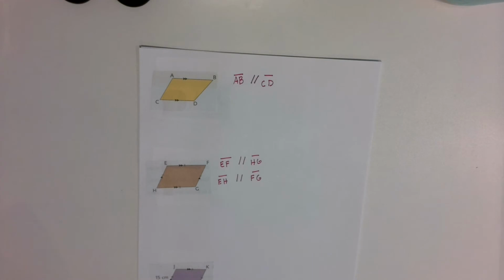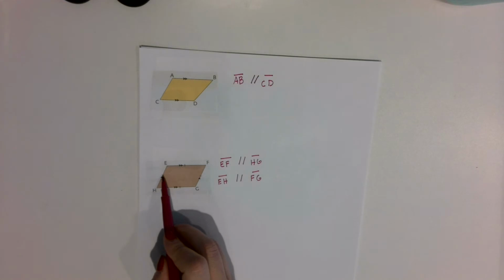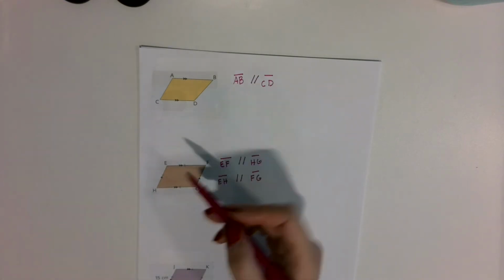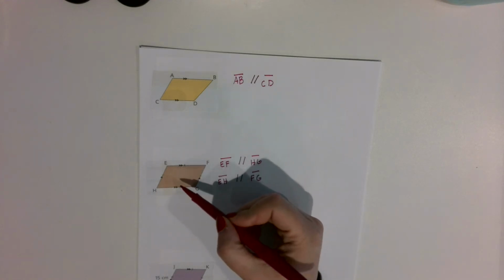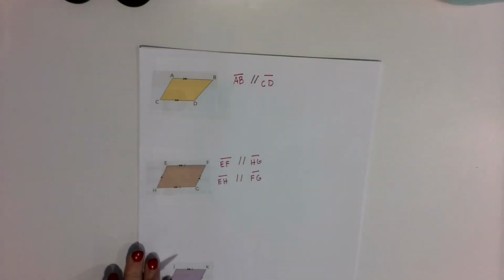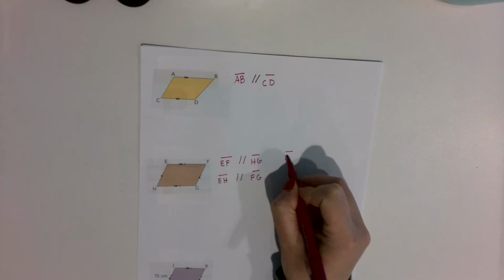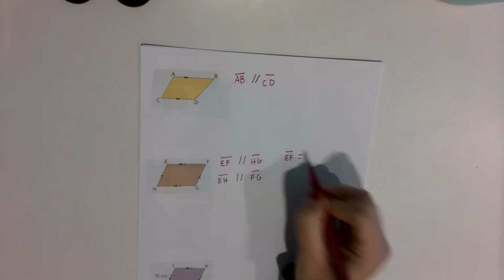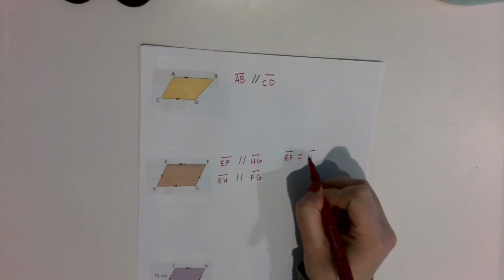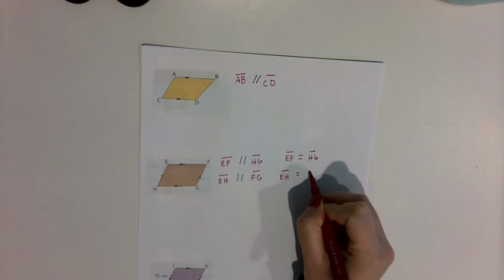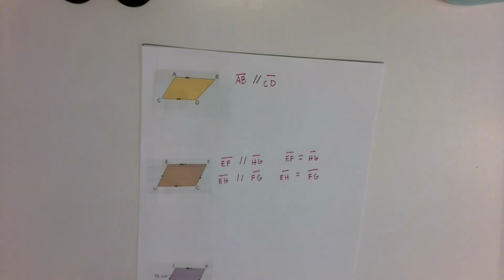FG. Now you also might notice that there are some dashes on this shape. There's a little dash right here and a little dash right here. And it might be a little hard for you to see, but there are actually two dashes up here and two dashes down there. That is telling you that those sides are equal. So if I wanted to write out what was equal, I could write that line EF is equal to line HG, and line EH is equal to line FG.